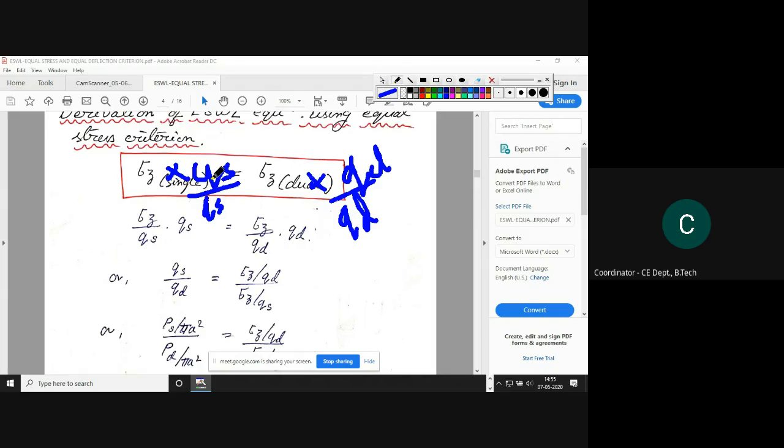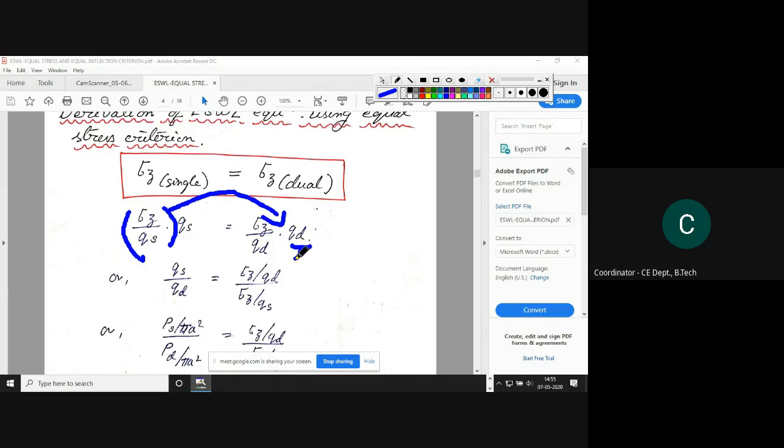from here we are converting what? We are taking this qd here. Okay. And taking this sigma z by qs that side. So what happens here? Sigma z, this is taken this side and this one is taken this side. So it looks like this. qs by qd and sigma z by qd by sigma z by qs. Okay.